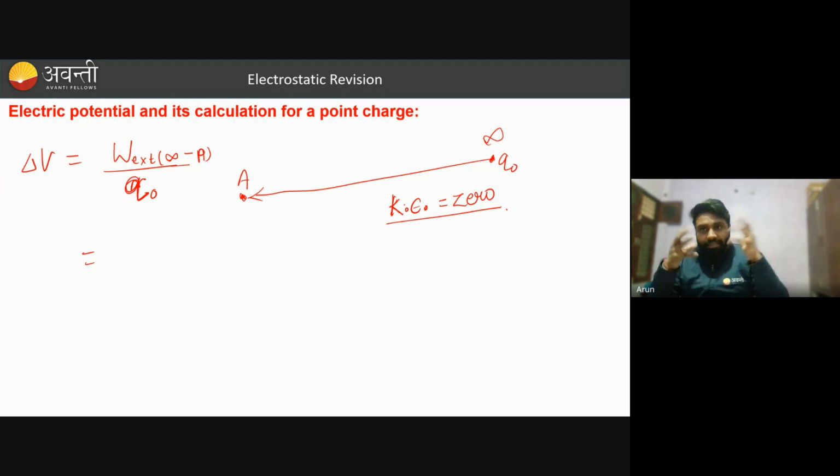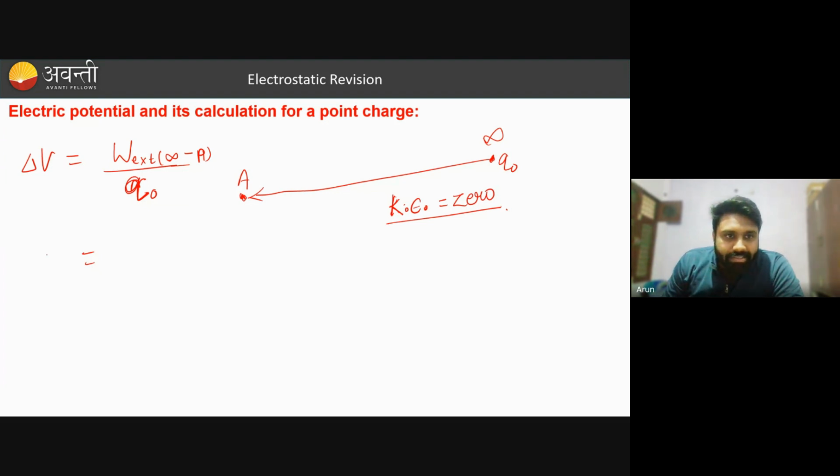Because if there is kinetic energy, some of the energy will go to the kinetic energy, and some will remain in the potential energy. So that potential energy is not the exact one. So we'll keep this in mind, that the kinetic energy of that particular point charge will be 0. Got it? During the entire process.